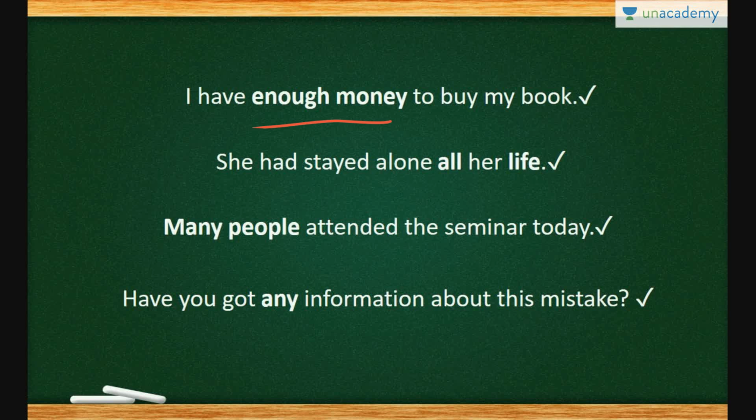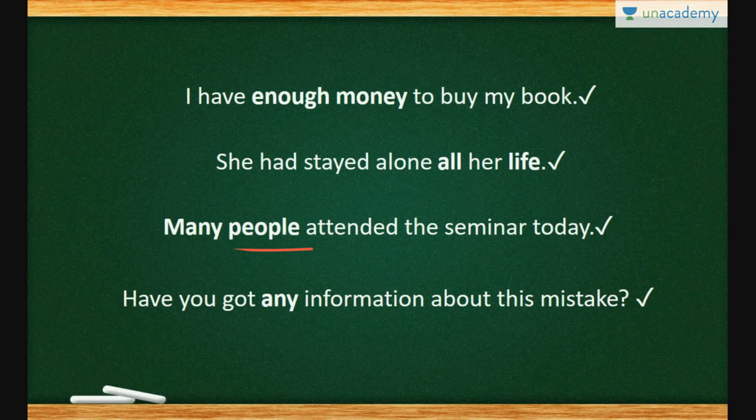She had stayed alone all her life. Now you can't count someone's life, right? It is another uncountable noun. All her life means throughout her life she has stayed alone. Now many people attended the seminar today. Once again, people is an uncountable noun. Many people means there were a lot of people that attended the seminar today.